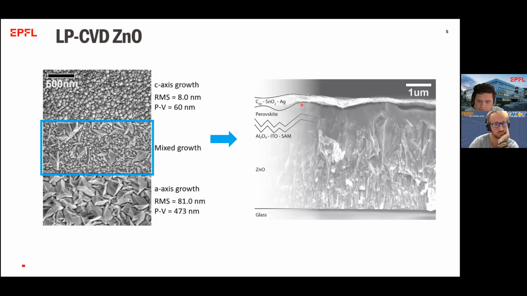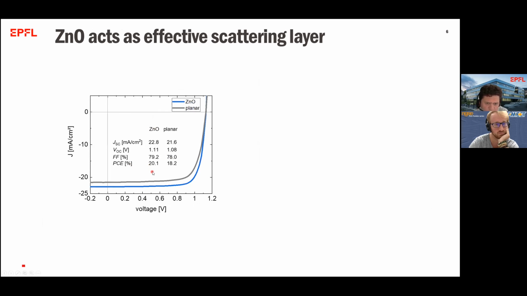The devices, in comparison to the planar ones that we did here, these are the best in class, had very similar open circuit voltages and fill factors. The main difference between the two, which is then also reflected in the efficiency and an efficiency gain of above 1%, is that the current is increasing.